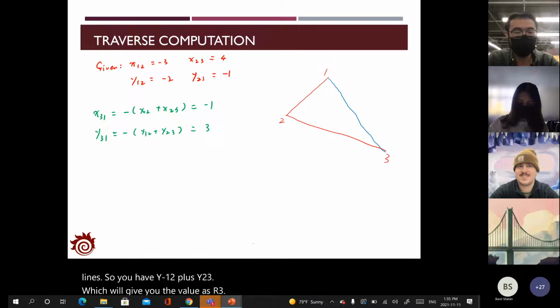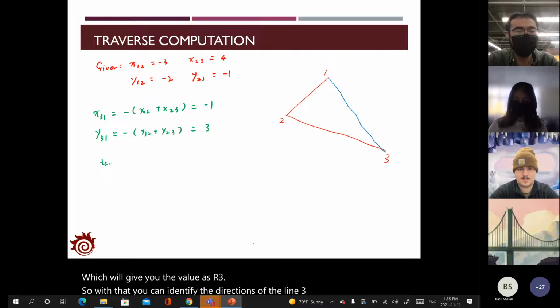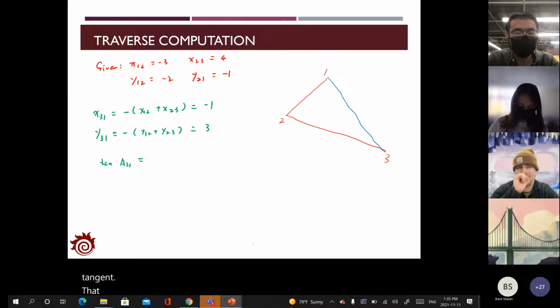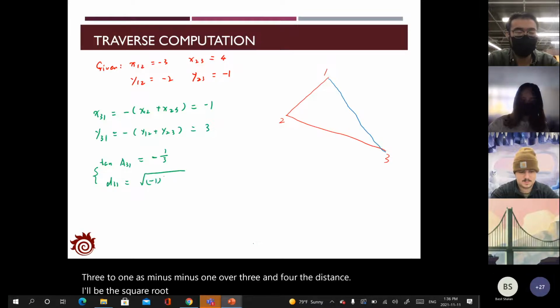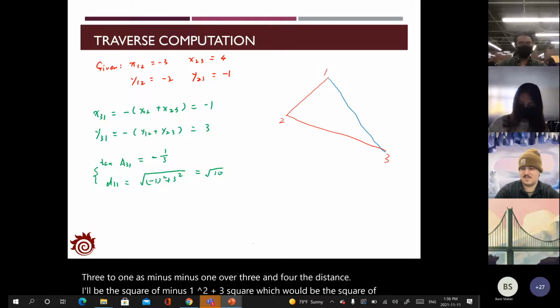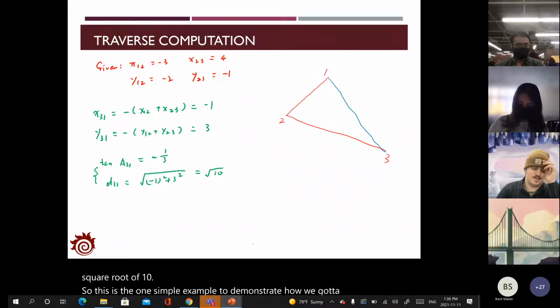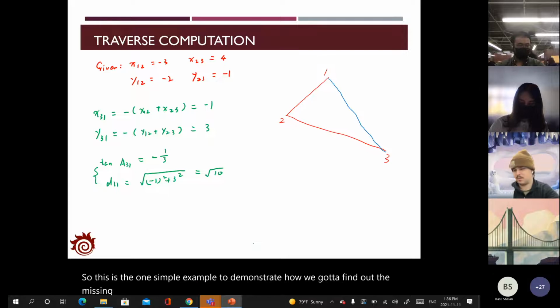So with that, you can identify the directions of the line 3 to 1. So we have the tangent of the azimuth of the 3 to 1 as minus 1 over 3. And for the distance, that will be the square root of -1 square plus 3 square, which would be the square root of 10. So this is one simple example to demonstrate how we're gonna find out the missing side of the closed traverse.